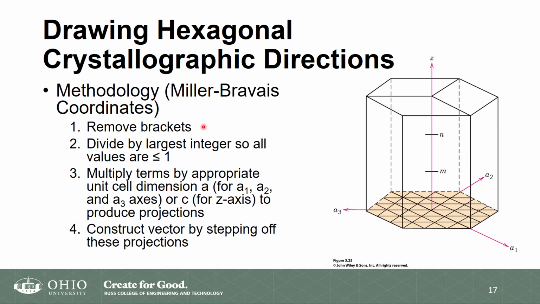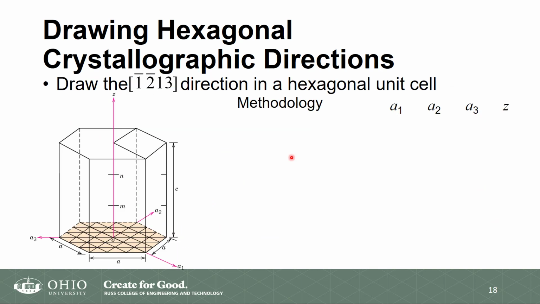So in this case, once you're given the Miller indices, you remove the brackets, then you divide by the largest integer, so all your values are less than or equal to 1. You multiply the terms by the appropriate unit cell dimension, and then we construct the vector by stepping off these projections. So, if we go 1 in A1 or 2 in A2 and so on and so forth. And so we're going to do an example to actually predict how to describe this.